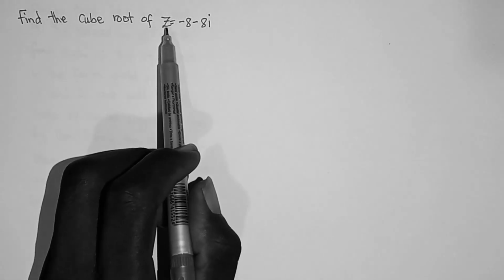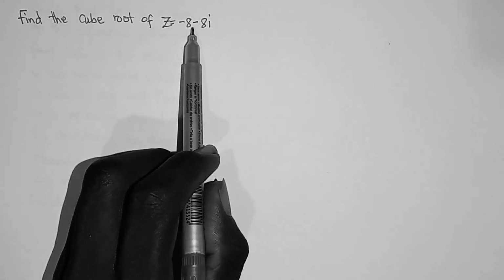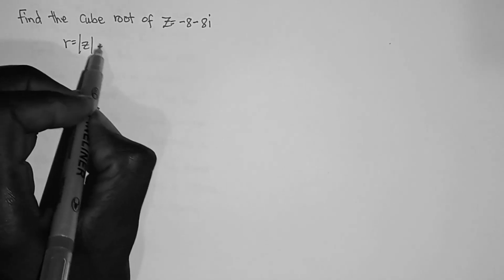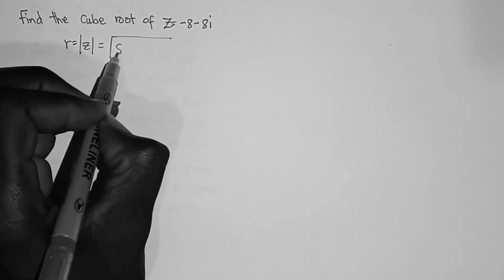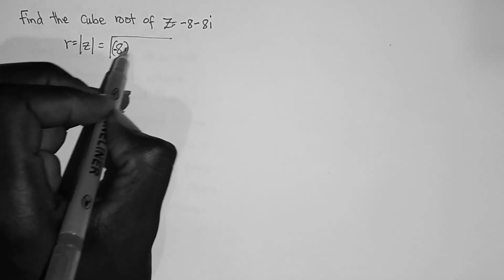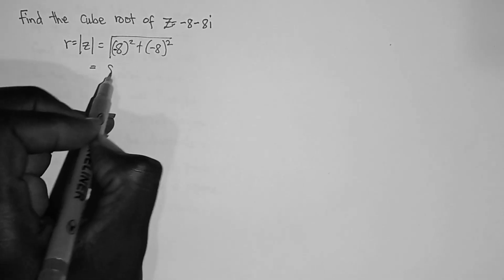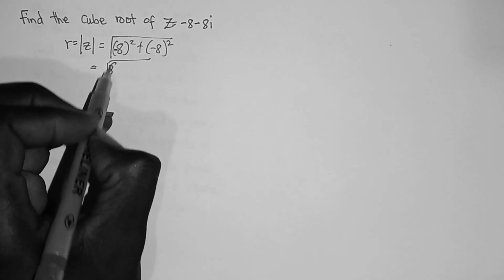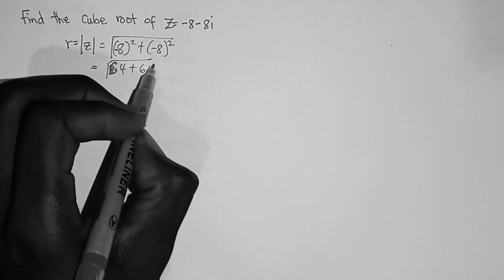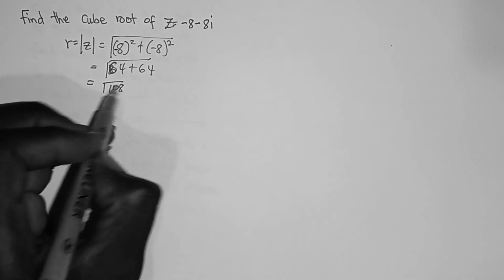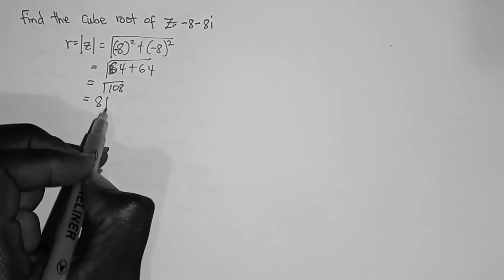Find the cube root of Z equals minus 8 minus 8I. So let's convert minus 8 minus 8I into polar form. R, which is equal to the magnitude of Z, is equal to square root of minus 8 squared plus minus 8 squared. And this is equal to square root of 64 plus 64. And this is equal to square root of 128. Square root of 128 is the same as 8 root 2.